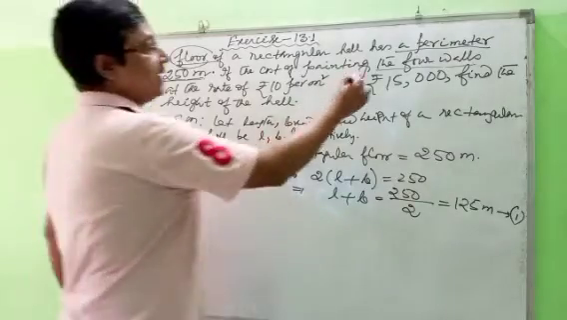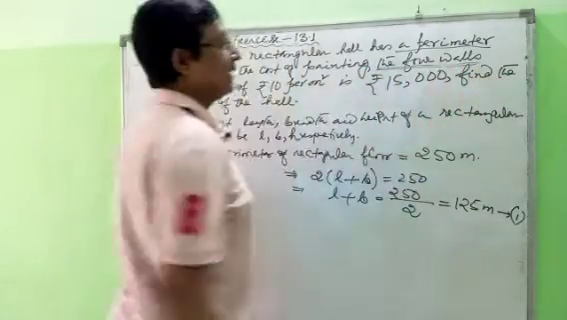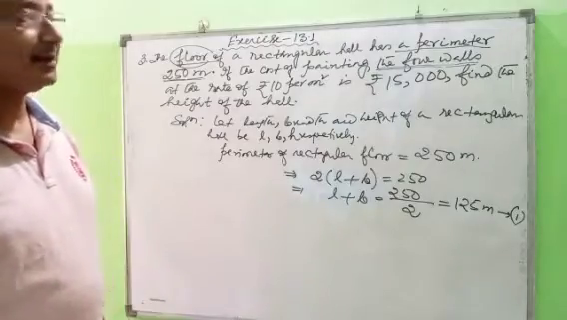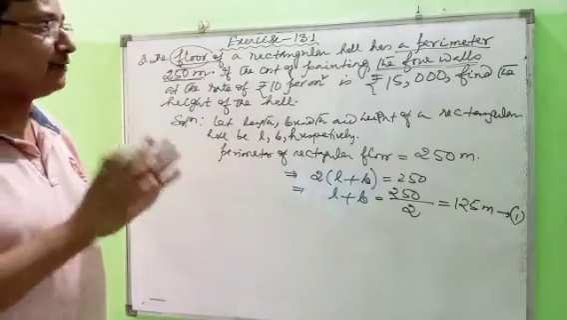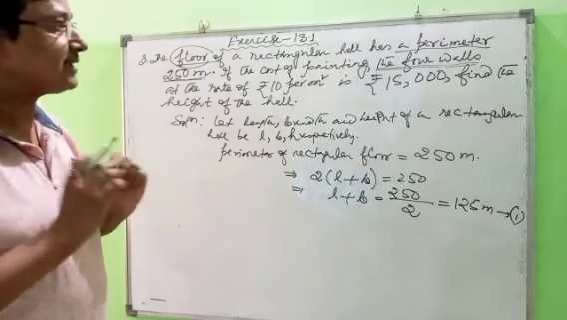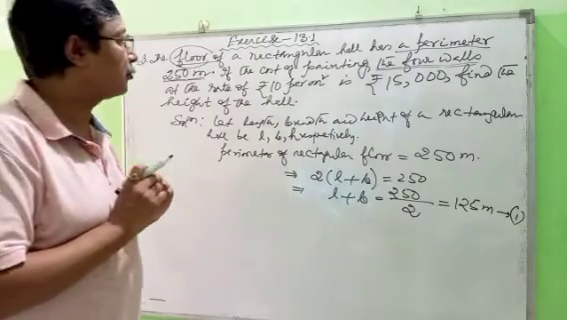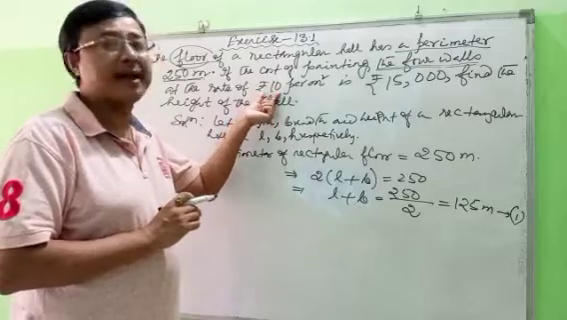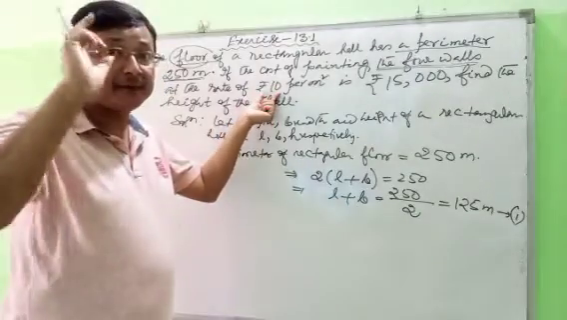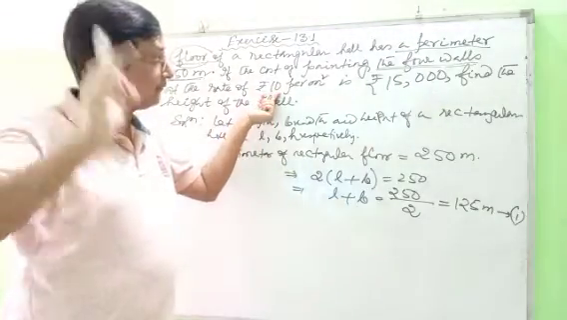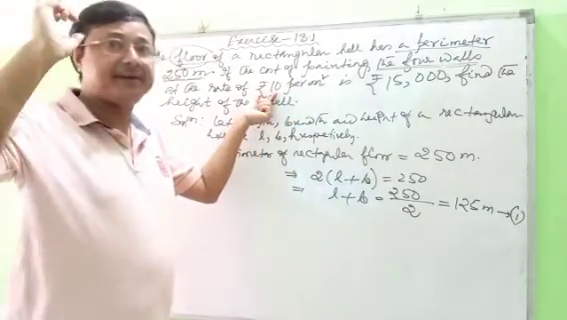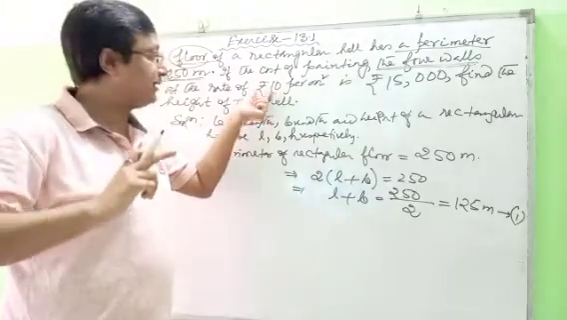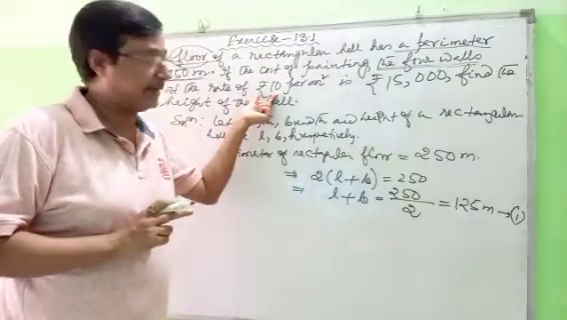Since they have said they are going to paint the 4 walls, let us find the area of the 4 walls. After knowing this area, we are going to multiply by 10. Why? Because once you have the area of the 4 walls, each square meter will cost 10 rupees, so you multiply by 10.